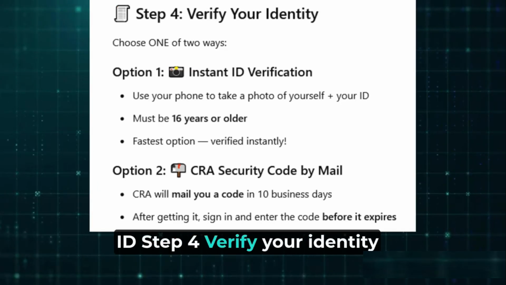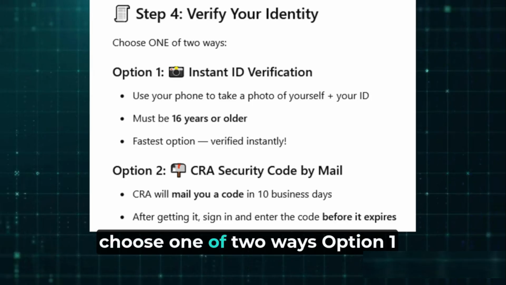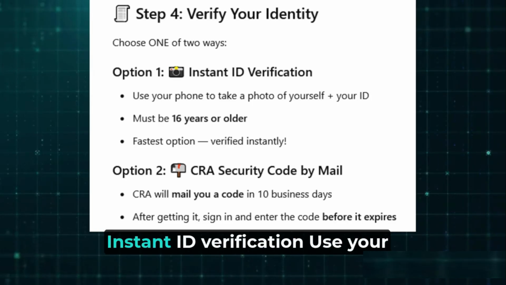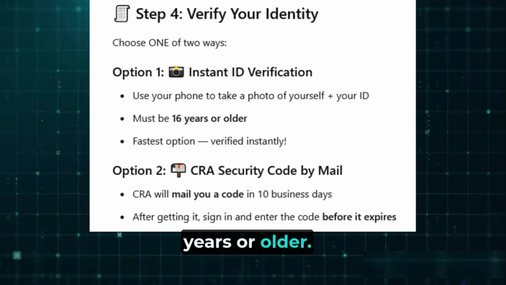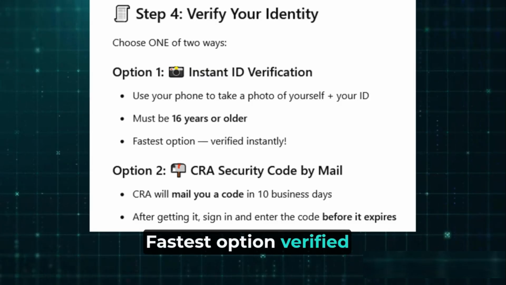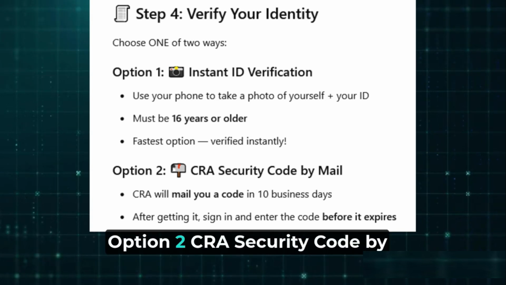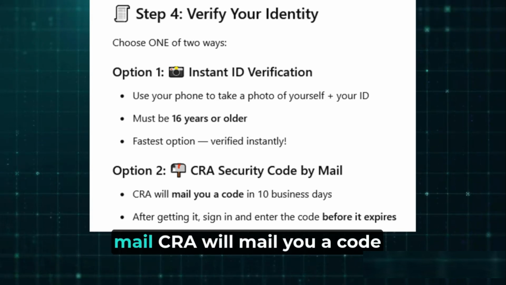Step 4. Verify your identity. Choose one of two ways. Option 1. Instant ID verification. Use your phone to take a photo of yourself, plus your ID. You must be 16 years or older. Fastest option, verified instantly.